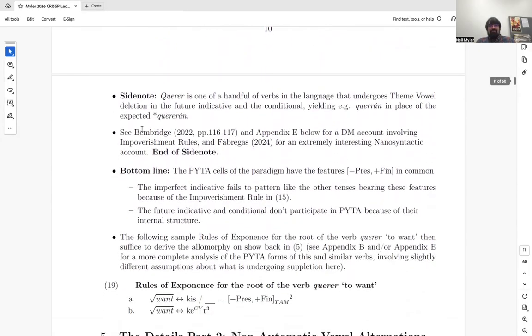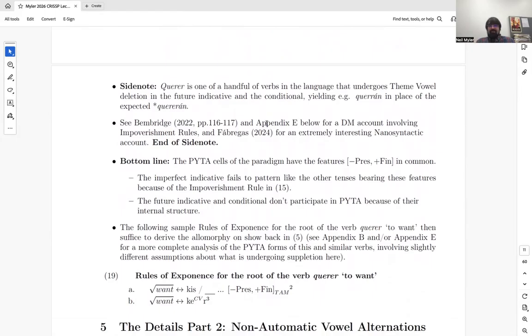Yeah, and here we've got Bembridge 2022, which is an interesting DM thesis on Spanish conjugation, and takes an impoverishment-based approach to these cases of athematic verbs in the future and conditional. Fabregas 2024 has an extremely interesting nanosyntactic account of the same patterns.